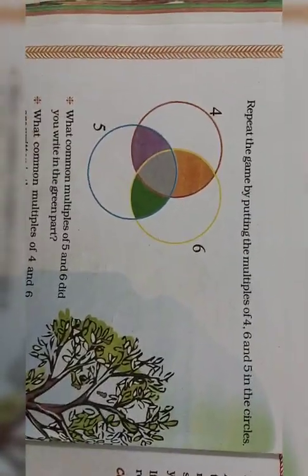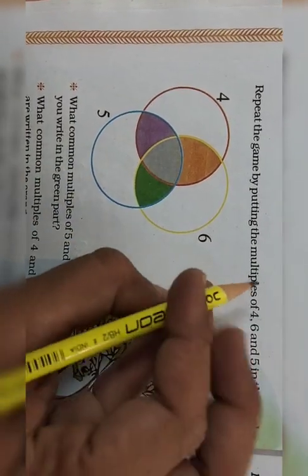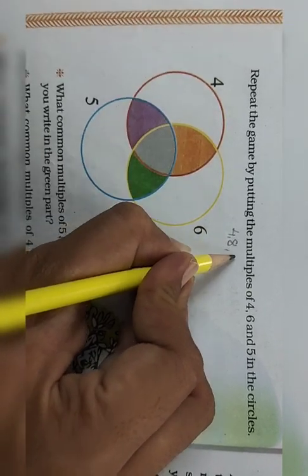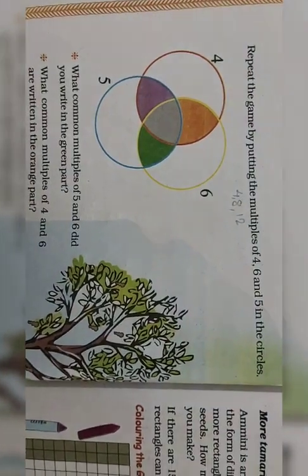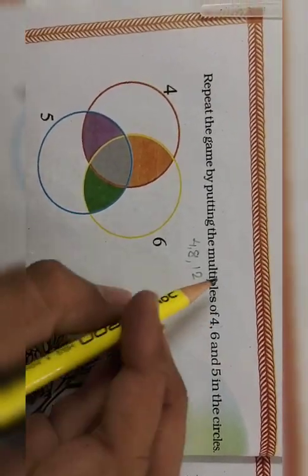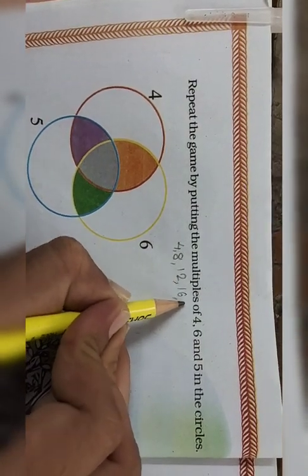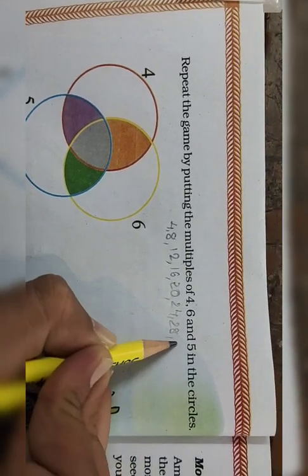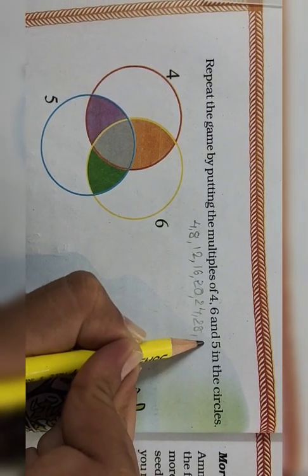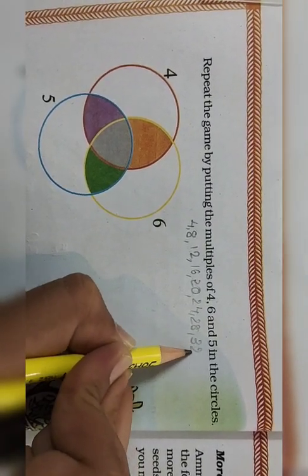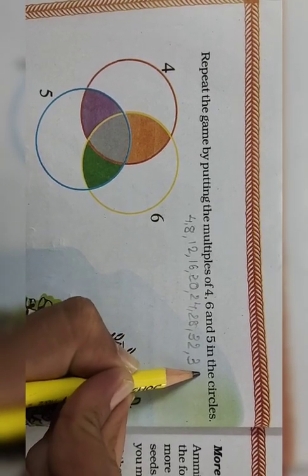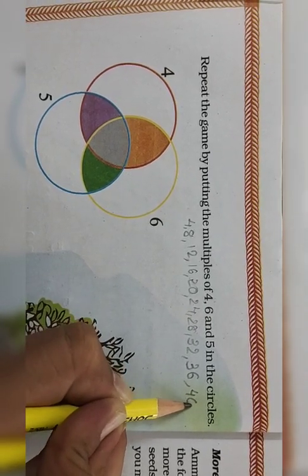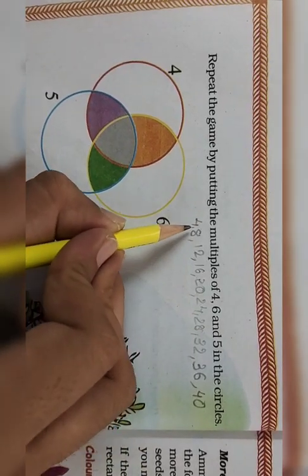Now let's list out the multiples of 4 first of all. 4 ones are 4, 4 twos are 8, 4 threes are 12, 4 fours are 16, 4 fives are 20, 4 sixes are 24, 4 sevens are 28, 4 eights are 32, 4 nines are 36, and 4 tens are 40. Okay, now let's try with the 5.